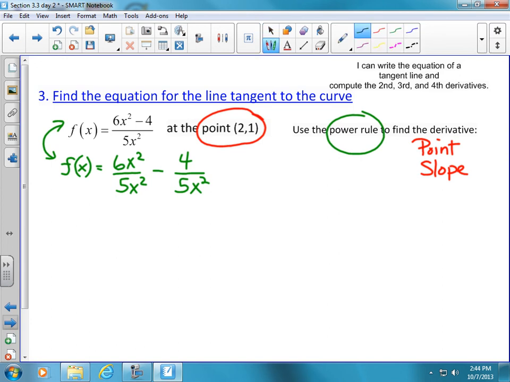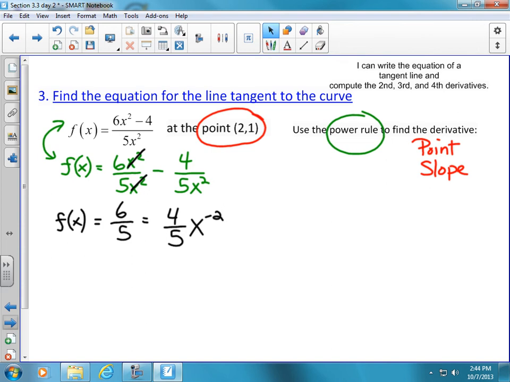All right, so these 2 x squareds are going to cancel out, right? So we have 6/5. We still haven't started taking the derivative yet. Minus 4/5. Now remember, when you have an x in the denominator, that's the same as x to the negative 2. So now we're going to use the power rule on this. So, and take our derivative rules.